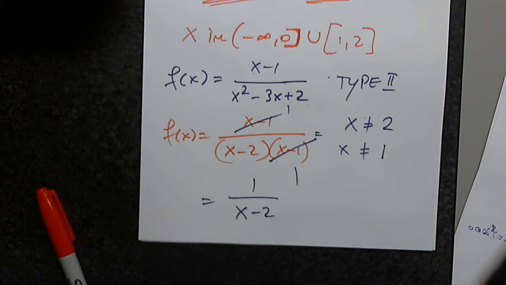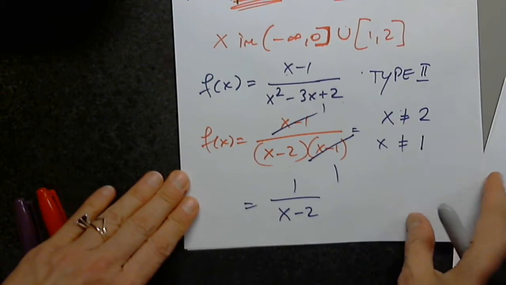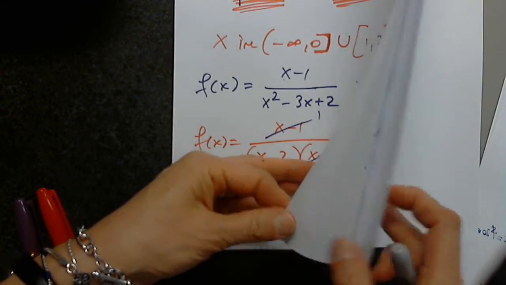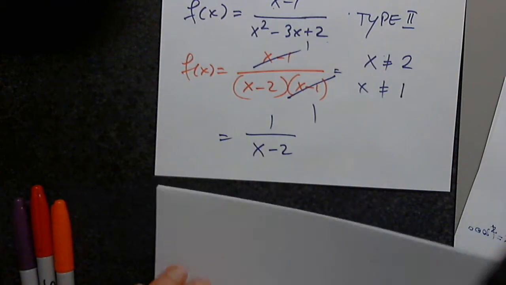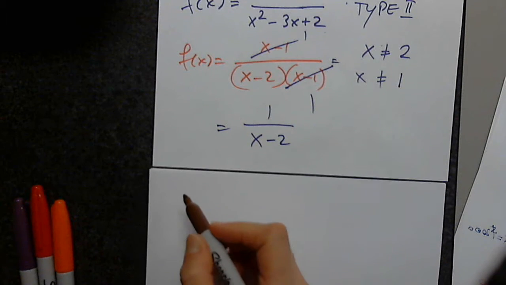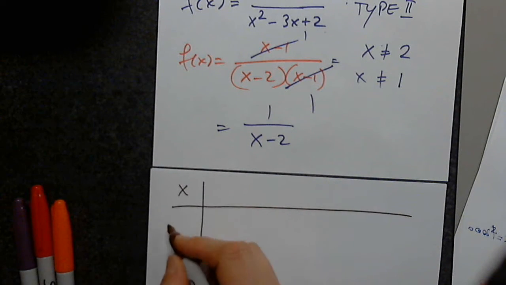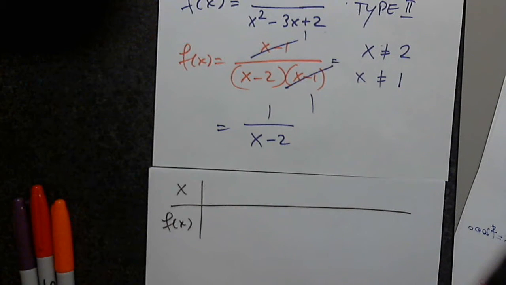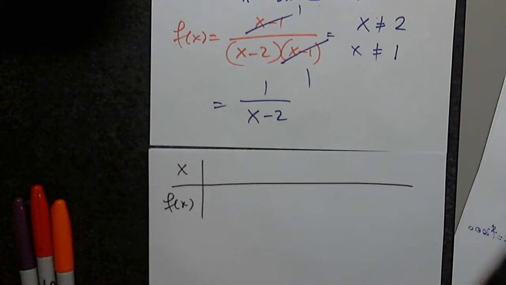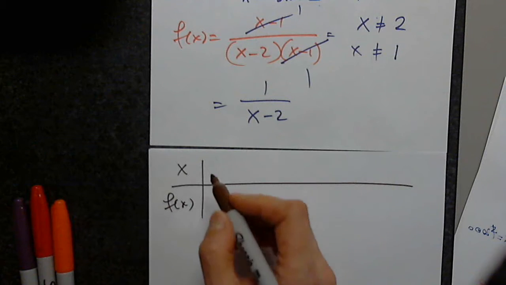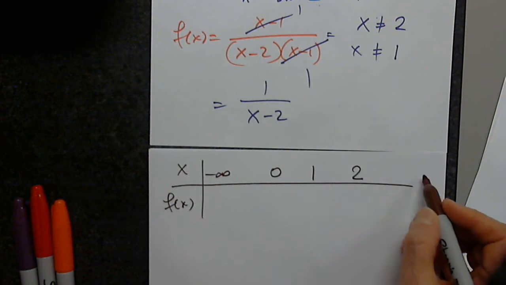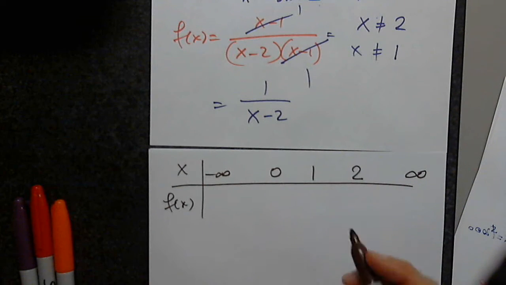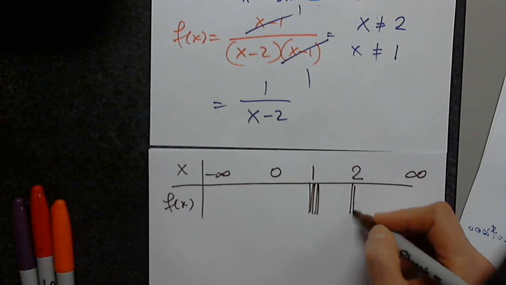What happens next? What do I do next? I start what? Very good. F of x. What do I put in the chart? I have to put 0. I have to put 1. I have to put 2. And I have to put infinity. I have to write this under 1 and this under 2.